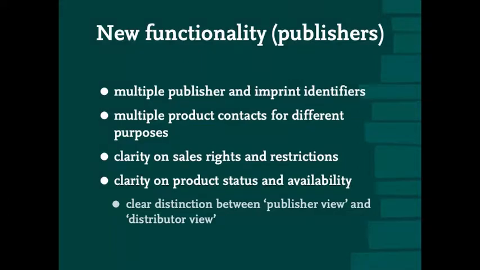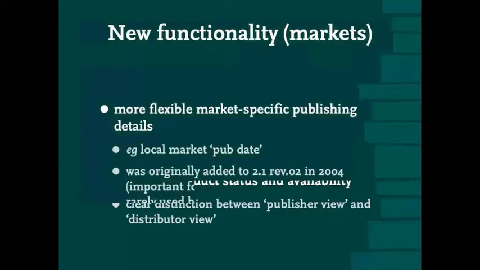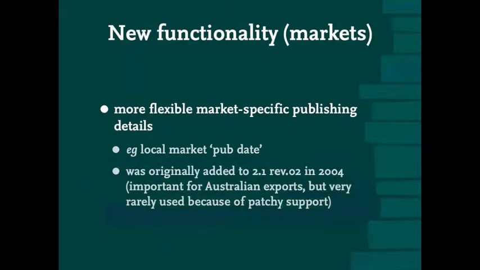More clarity about those sales rights and restrictions, product status or availability, all much clearer and easier to interpret in ONIX 3. New functionality around markets, particularly of interest in Canada, I suspect, because it gives you a much simpler and much easier to interpret way of defining what get loosely called local market publication dates. So this is an availability date in Canada that might be a month after availability in the UK, or could be the other way around.